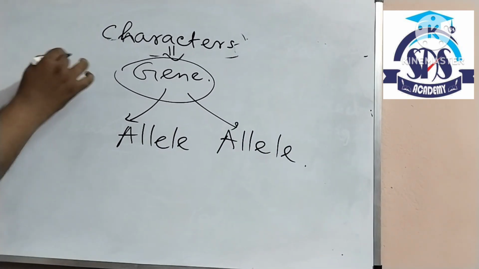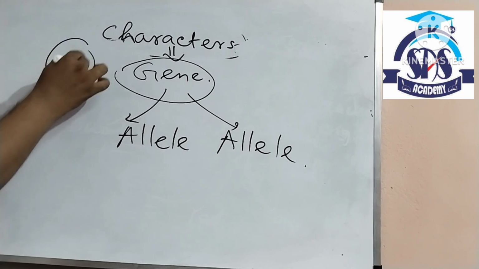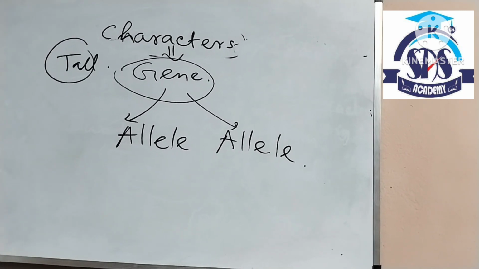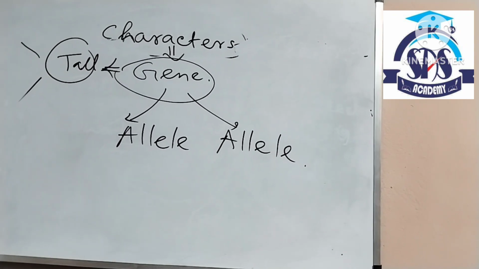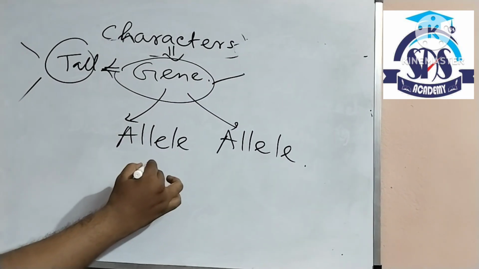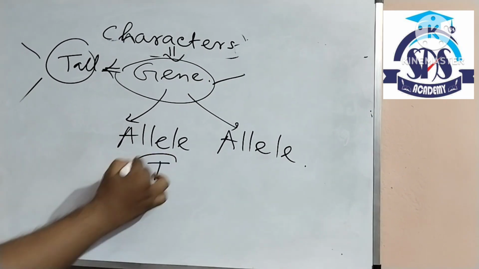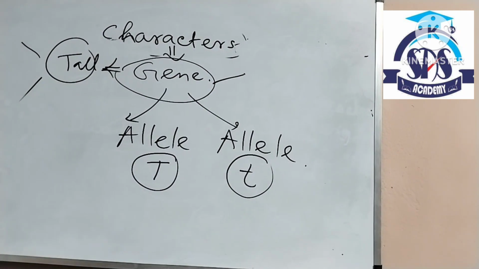For example, T is a gene, and it has two alternating forms. Tallness is the character, and it is controlled by a gene which has two alternating forms: one allele, capital T, and another allele, small t.